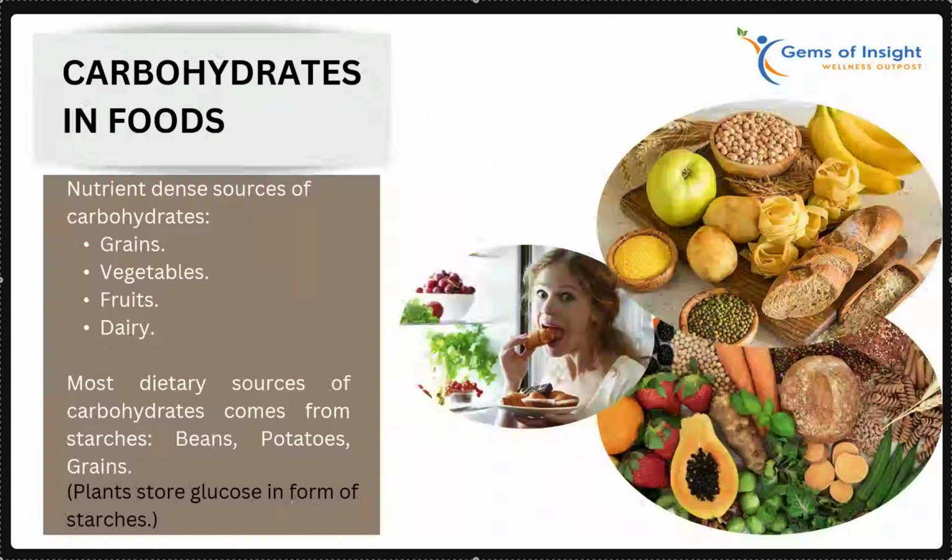So we've talked about the basics of carbohydrates in those slides. And what are some of the sources of carbohydrates? The foods that have carbohydrates to a very great degree are grains, vegetables, fruits, and dairy. And most dietary sources of carbohydrates come from starches, things like beans, potatoes, and your grains. And as we said, plants store glucose in the form of starches.